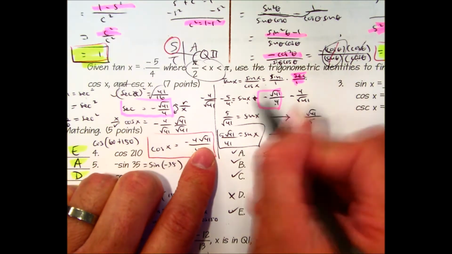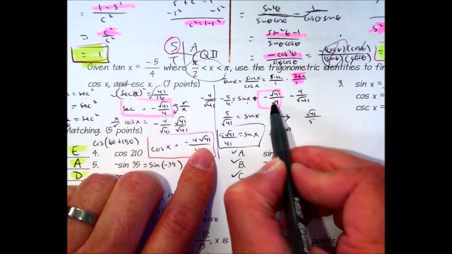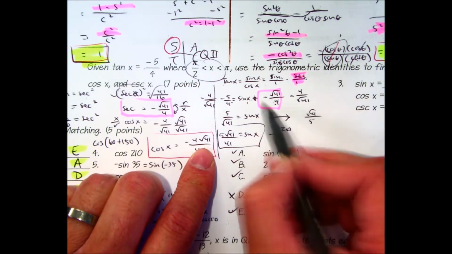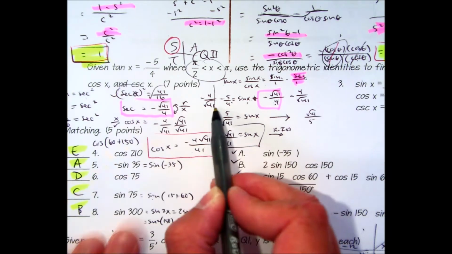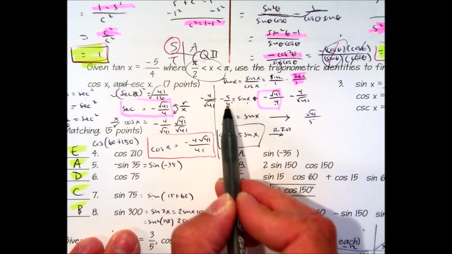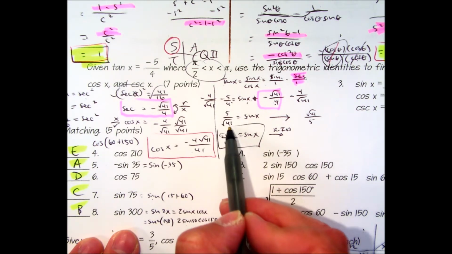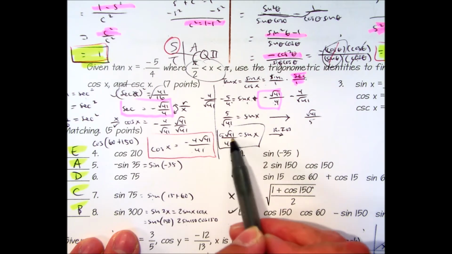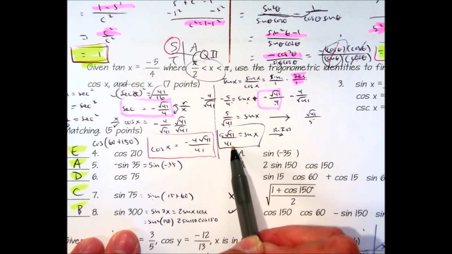From there, to remove this fraction, this is sine times secant, I just multiply by the reciprocal, negative 4 over radical 41. These will cancel and equal 1. And then over here, I just have a negative times a negative. It's positive. The 4's will cancel. You're left with 5 over radical 41. And then when you rationalize, you get sine to be 5 radical 41 over 41.